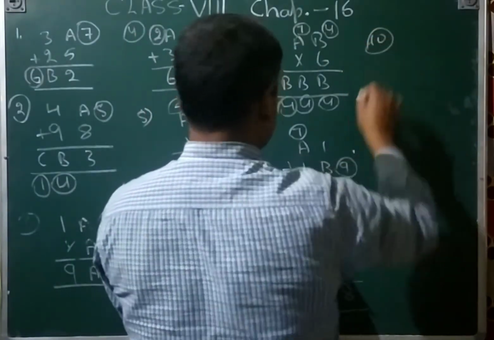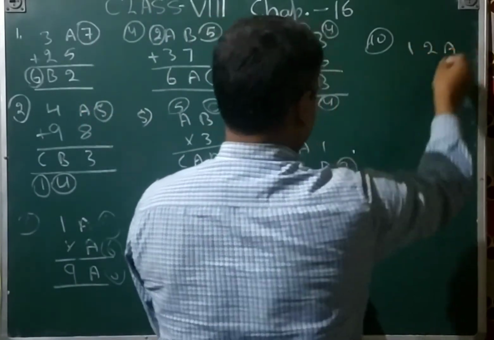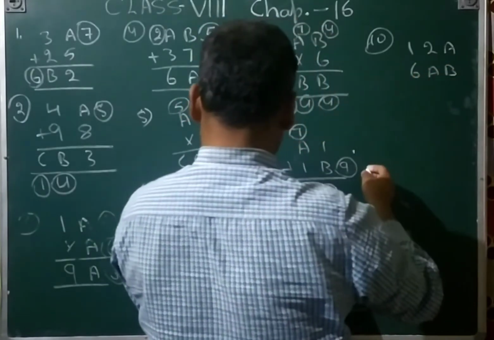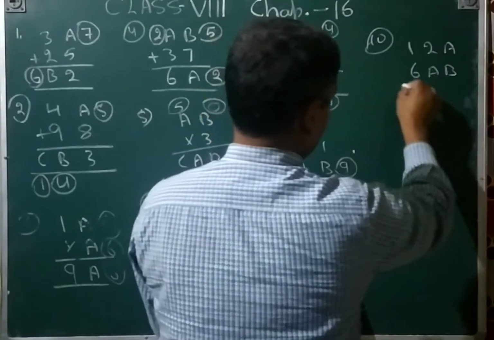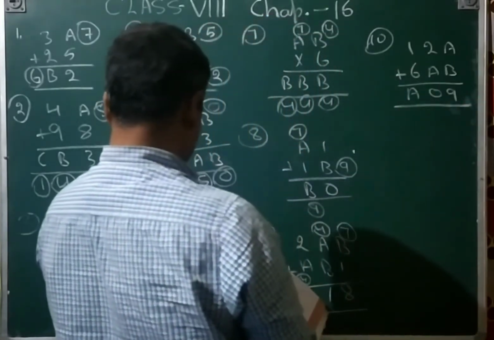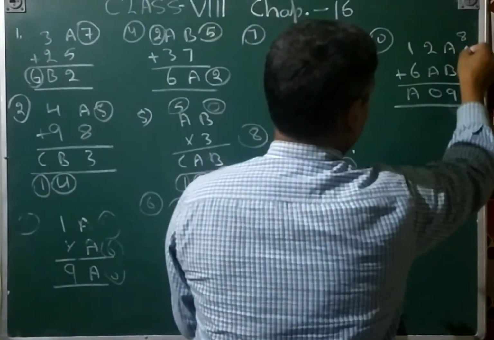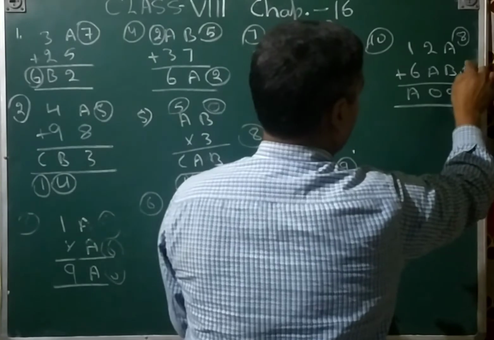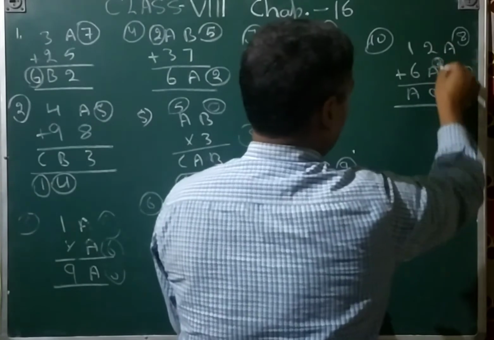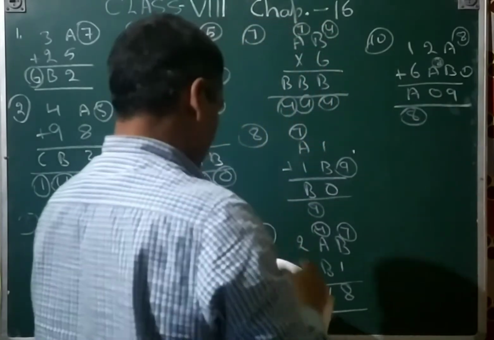10th question: 12A plus 6AB and A09. So that AB will be 8 plus 1, 8 and 1, 8 plus 9. Here also it will be 8, so 8 plus 2 is 10, 0, carry 1, 6 plus 1 is 7, plus 1 is 8. So that is also 8.